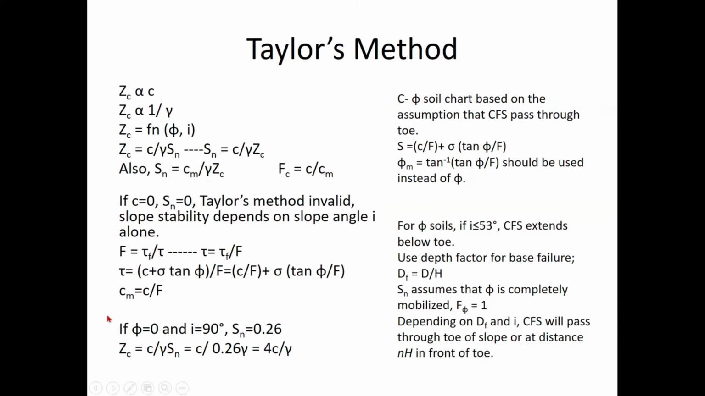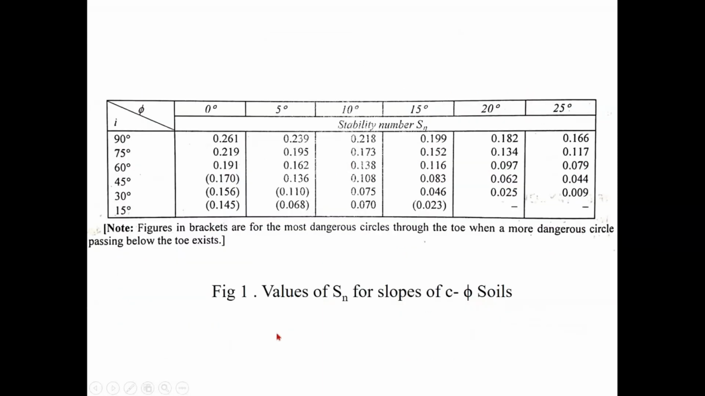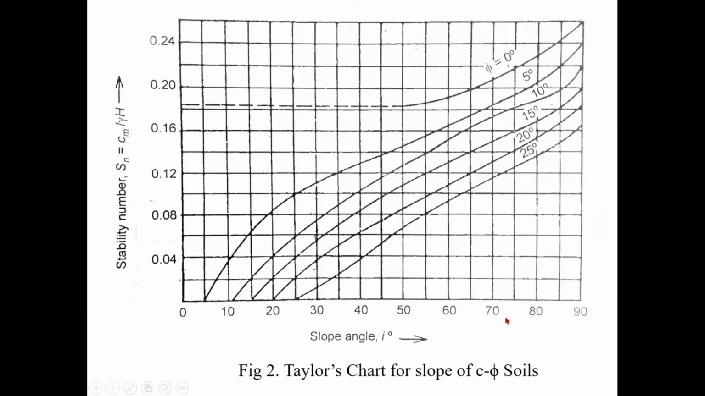And let me come back to this bottom left. You can see if phi is equal to 0 and i is equal to 90 degrees, it's a purely cohesive soil. Only C is there. So if the slope angle is 90 degrees, that means it's a vertical cut. So if your soil is purely cohesive, that is clay soil, and if your cut is 90 degrees, a vertical cut, then phi is equal to 0. Here you can see my slope angle is 90 degrees, it's a vertical cut, and phi is 0, purely cohesive soil.